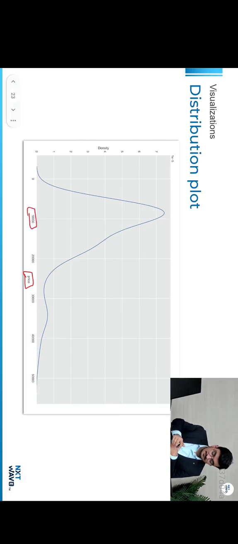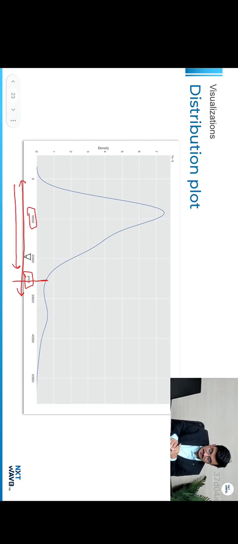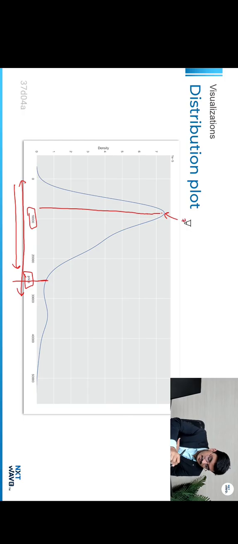So here I can see that my distribution is mostly within this range, which is from 0 to 25,000, somewhere around here, right? This tells me that most of the cars in my dataset fall within this range, where at this point the most number of cars are coming up. This is somewhere around 7,500. So most of my cars are around this area.